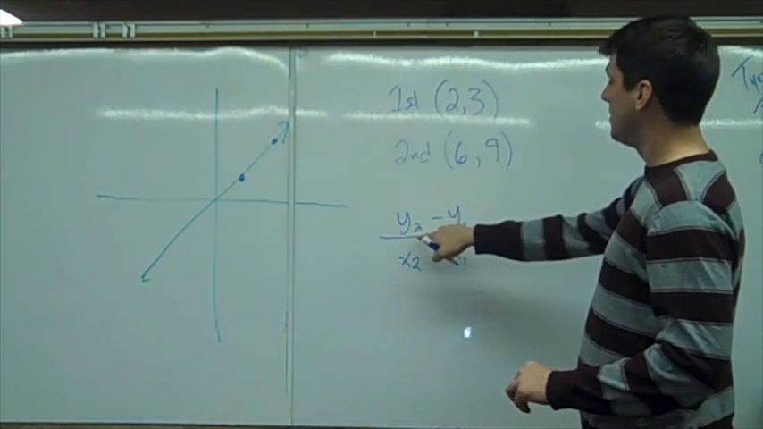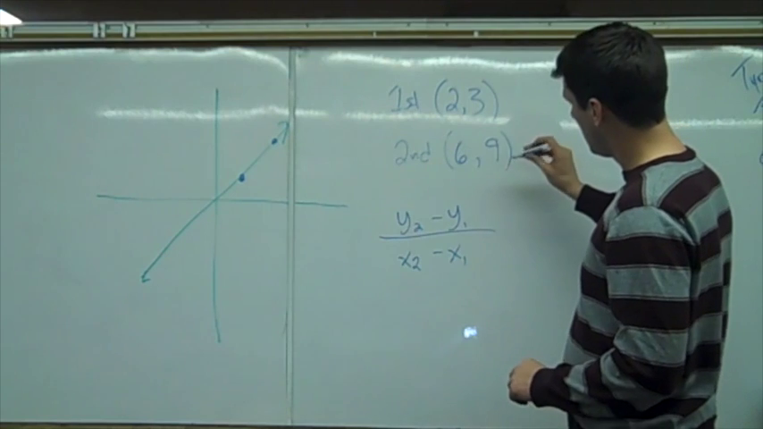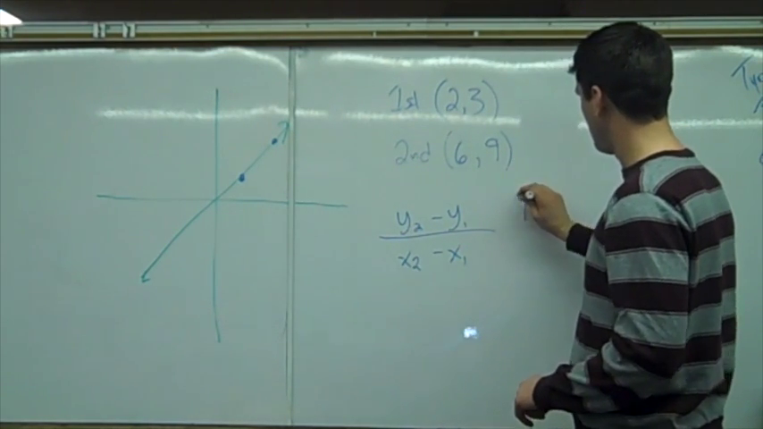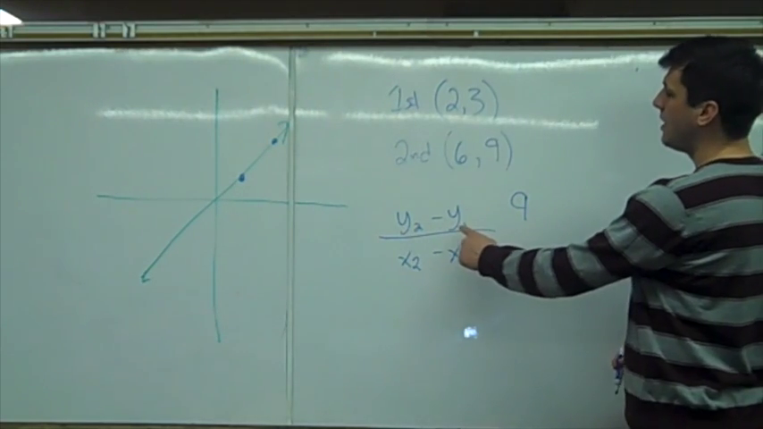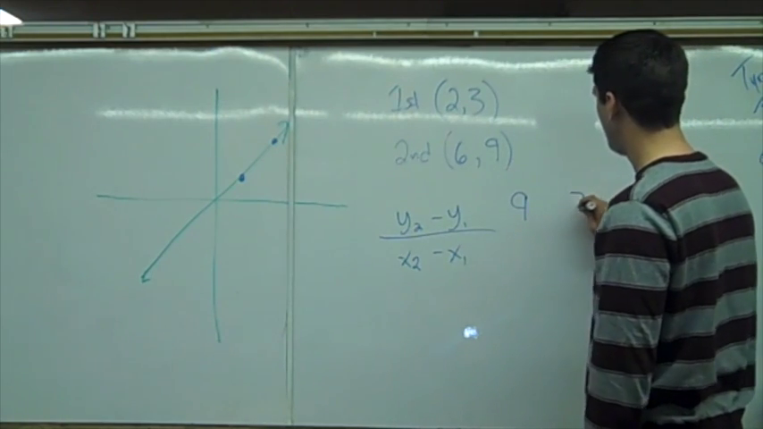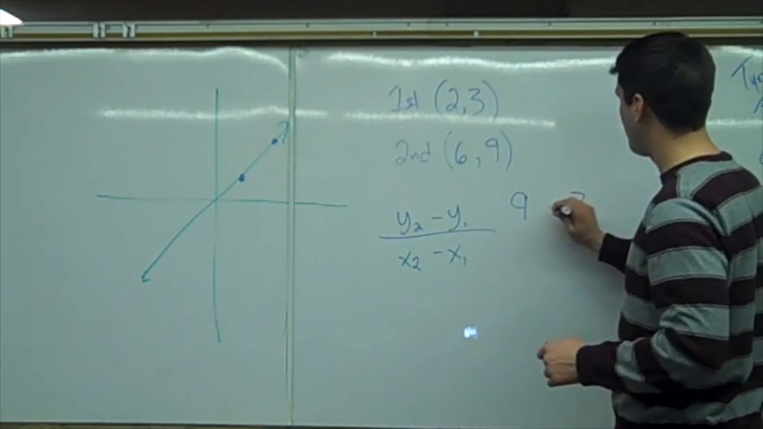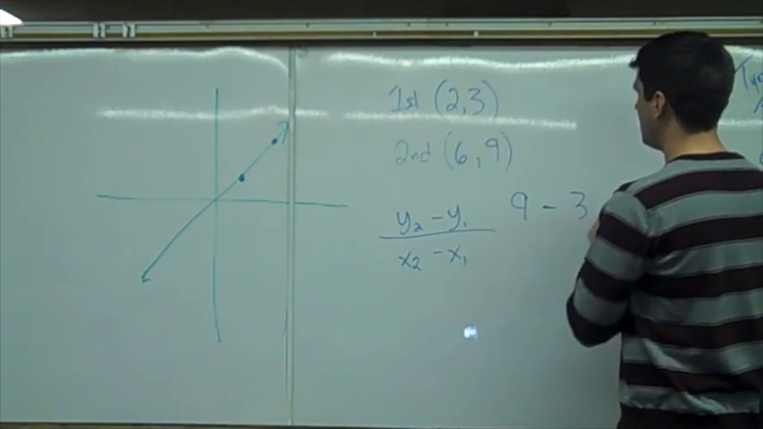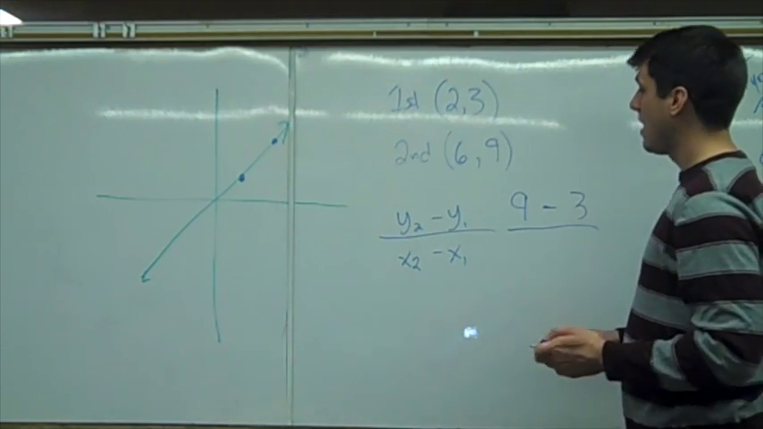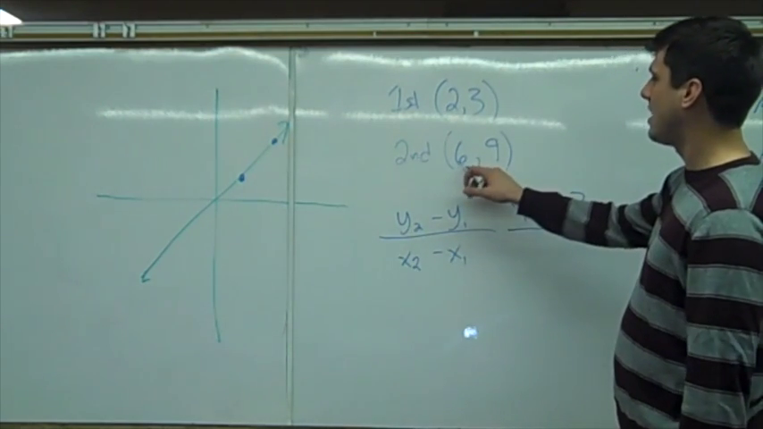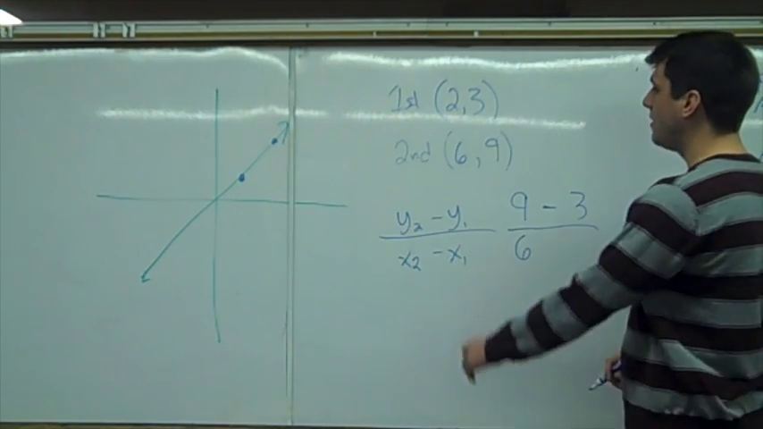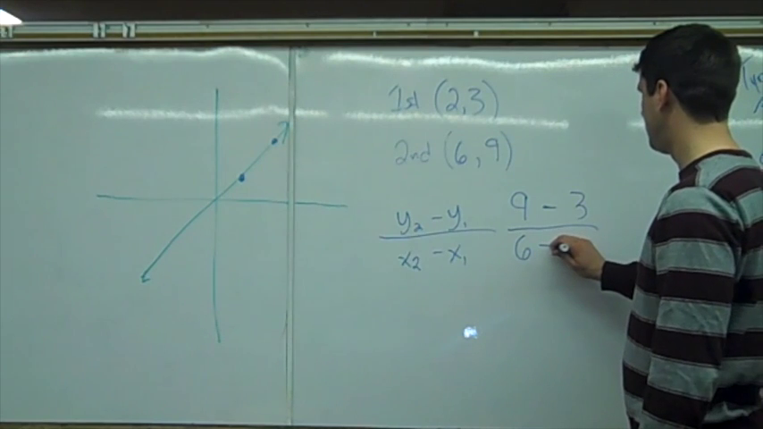Your y2 is the y value of your second point. So here is your y2, the 9. Your y1 is the y value of your first point, which is the 3. And you're subtracting the y1 from the y2. So the top part is 9 minus 3. Below we have x2 and x1. x2 is the x value of your second point, 6. And x1 is the x value of your first point, 2.